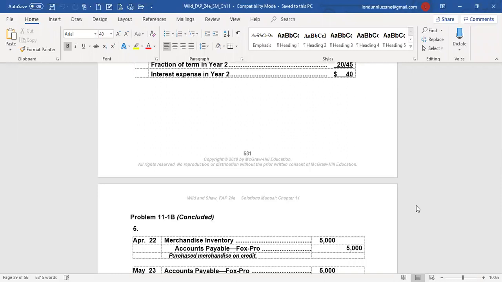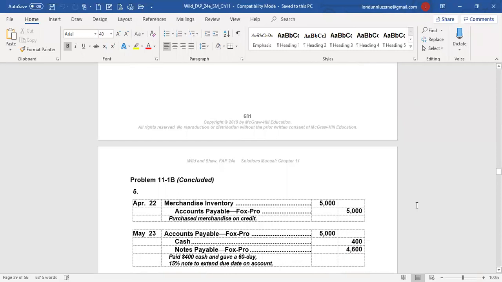On May 23rd, when they replace the accounts payable from April 22nd with a 60-day note payable for $4,600, here's what happens. We debit accounts payable, decreasing it for $5,000, credit cash because they're actually paying cash of $400, and the other $4,600 is now a notes payable to Fox Pro. So we're just converting part of that accounts payable into a notes payable. That's one way of creating a note payable.